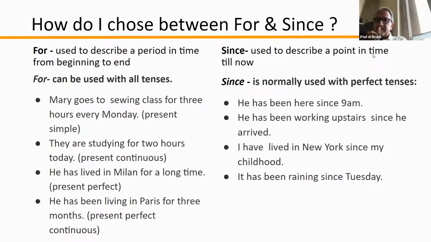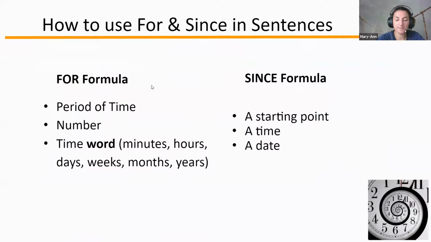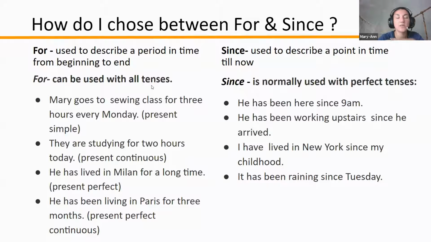So, how to choose between for and since. One of the key differences between for and since is basically with what tenses we can use them. It's really important to note that with for, we can use it with all tenses.